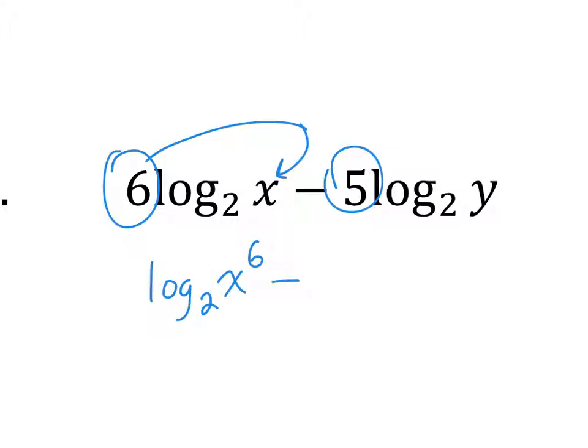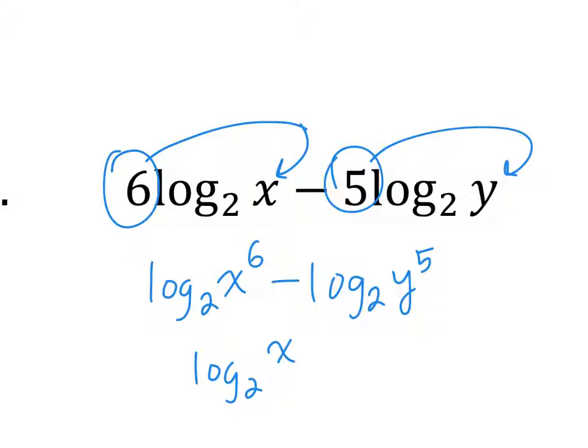Okay, what can we do with the 5? Move it to the exponent of y. So log base 2 of y to the 5th. All right, now combine them together into 1 log. So this is log base 2 of x to the 6th over y to the 5th.